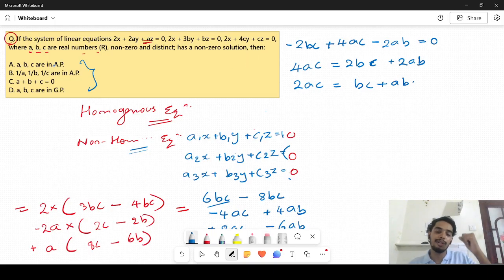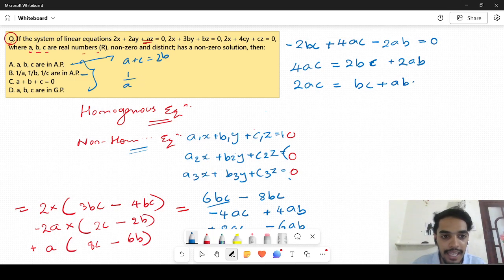A, B, and C are in arithmetic progression. If A, B, and C are in arithmetic progression, what does that mean? A plus C should be equal to 2B. Is that so? No, it's not. What about the second one? 1 by A, 1 by B, and 1 by C are in arithmetic progression. So what will be the answer? 1 by A plus 1 by C should be equal to 2 by B. The answer is correct, right?